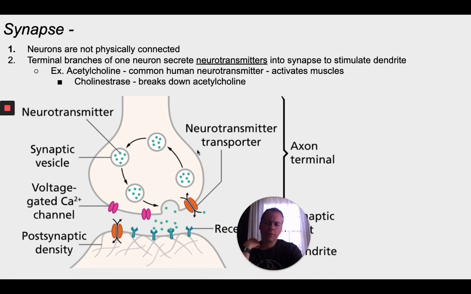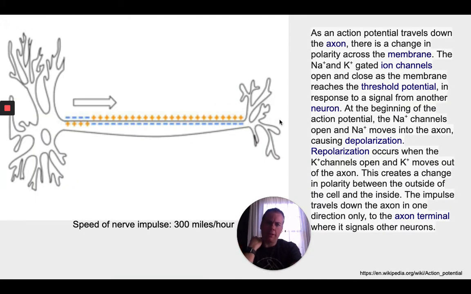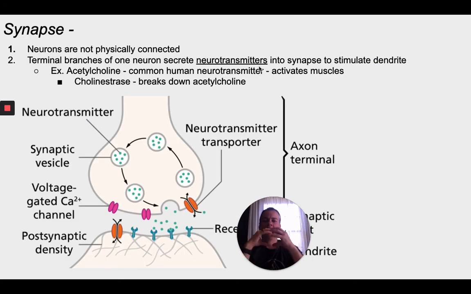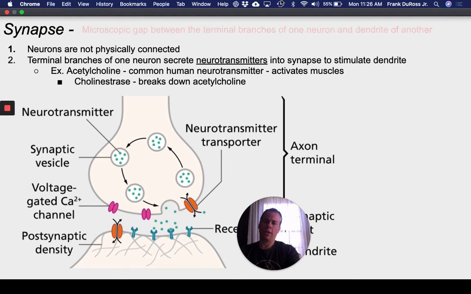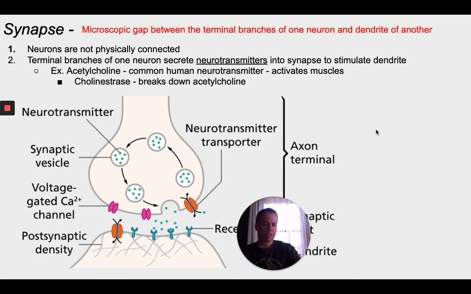When we get to the end of the terminal, two neurons are not physically connected to each other. This electrical signal, this polarization, travels down to those synaptic knobs at the terminal, and reaches the end of a neuron. And then there's a gap, and the electrical signal can't move past that gap. So there is another method of sending that nerve impulse to the next cell.